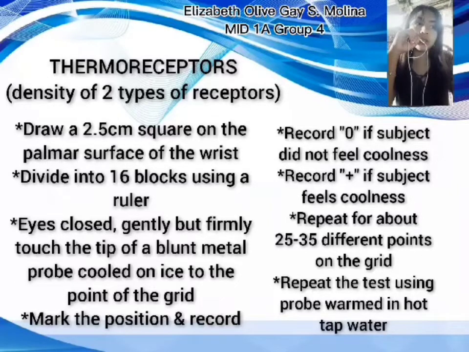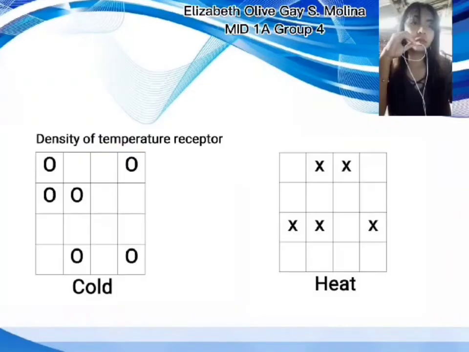Record plus if the subject feels coolness. Repeat for about 25 to 35 different points on the grid. Repeat the test using a probe warmed in hot tap water. This is an example of recording and marking in the thermoreceptor test.